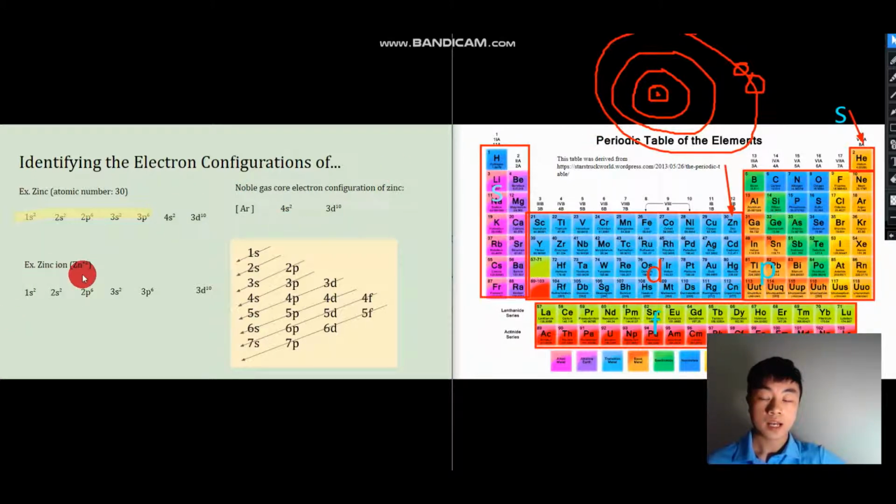Well, if the zinc ion is going to lose those 2 electrons, then the first electrons that are going to leave are the electrons on the 4th energy level, indicated by the 4 in the 4s2, okay? It's not going to be from the 3d10 because 3 is the 3rd energy level. And so obviously it's going to lose the ones that are on the outermost.